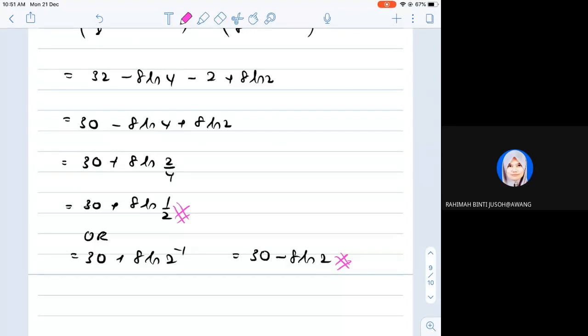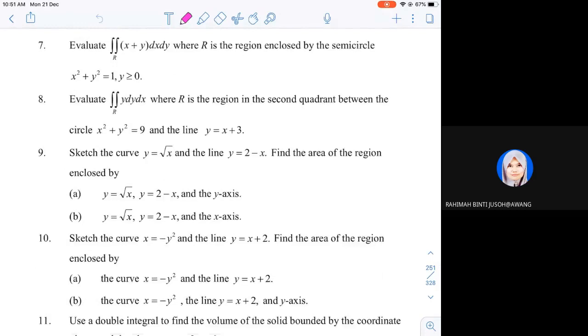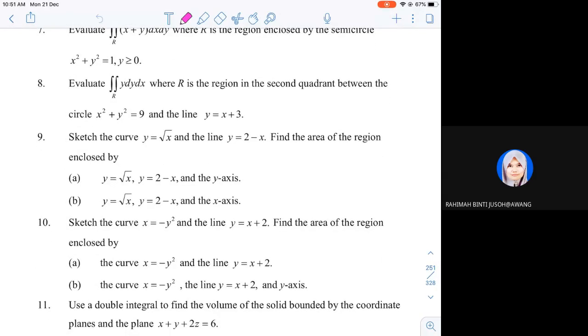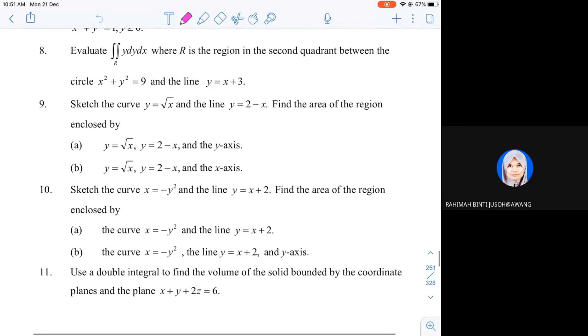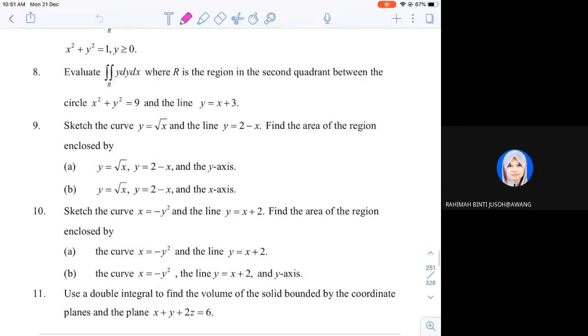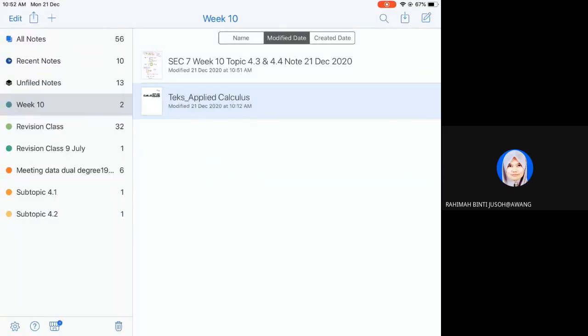Okay. So next question. Which question is more crucial? Let's look at question number 8. We just set the integration, guys. Okay, question number 8.